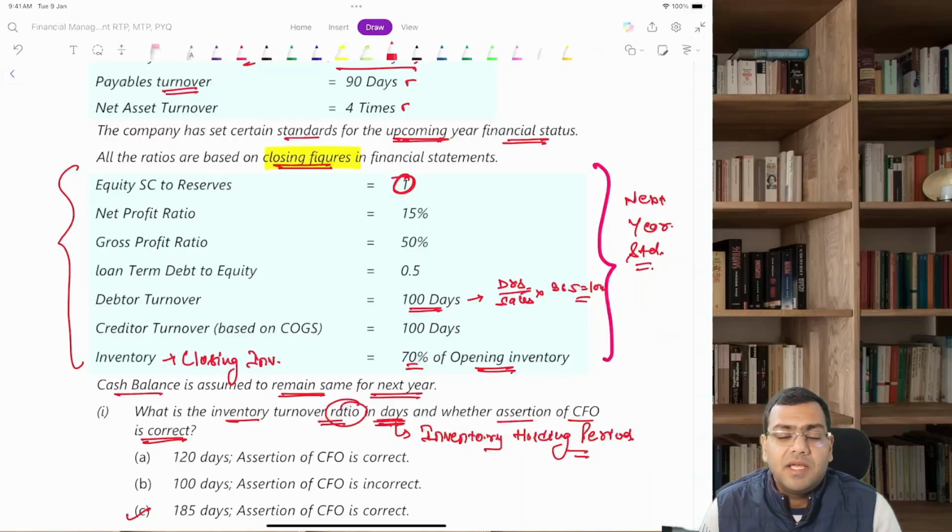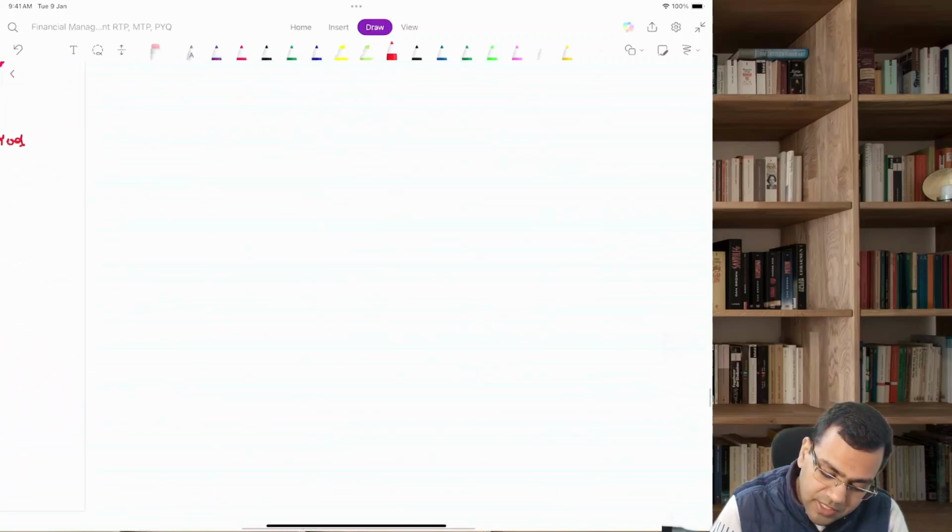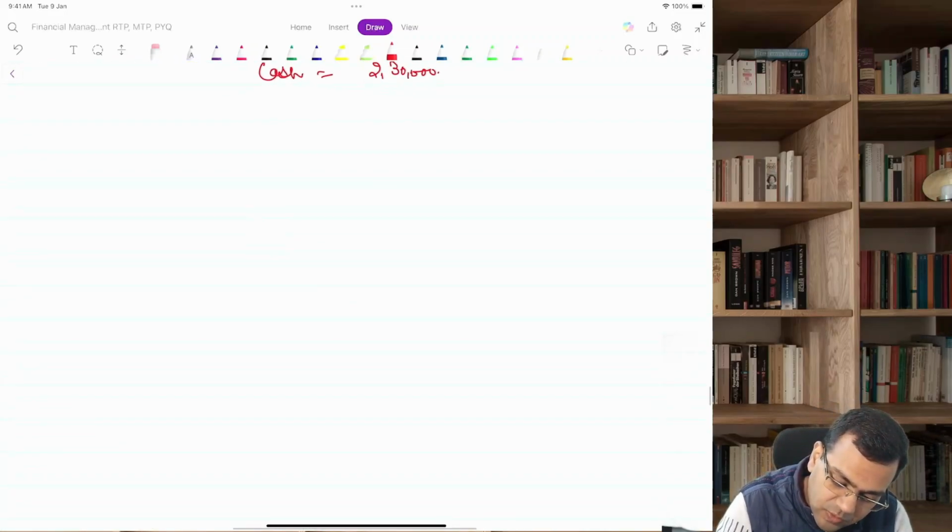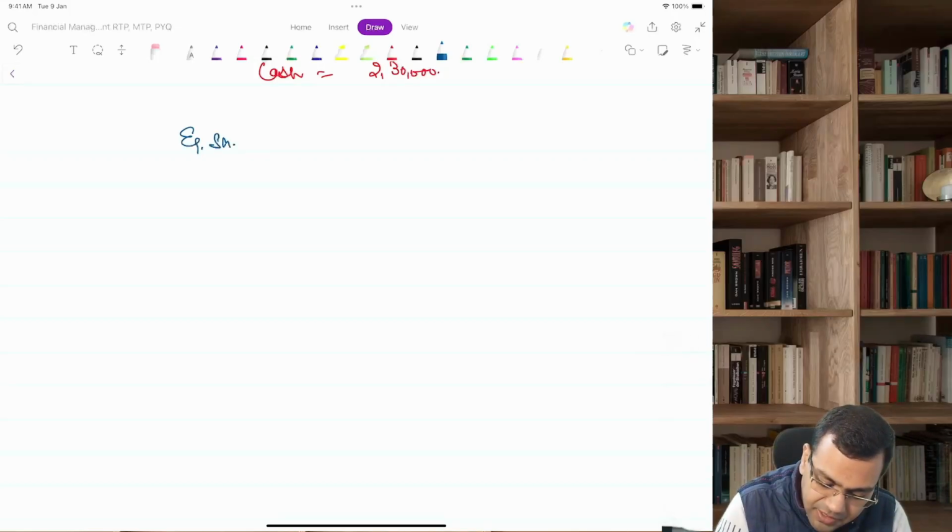What does it mean? It means that your equity share capital will be equal to your reserves. Equity share capital divided by reserves is equal to 1. That means your equity share capital will be equal to your reserves. Okay, I'll write it here. What I'm saying is, your equity share capital is equal to your reserves, isn't it?